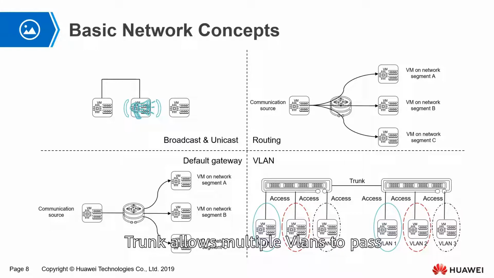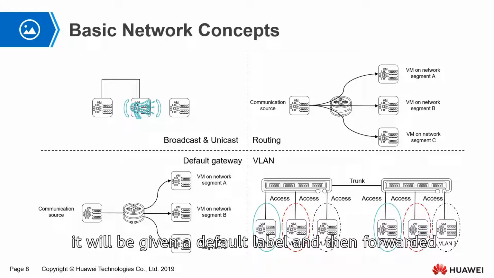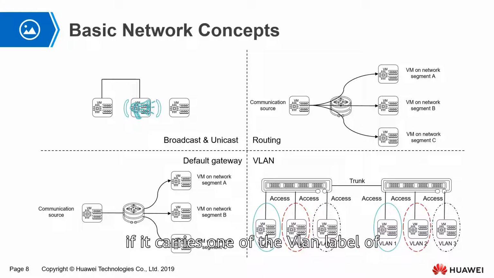Trunk allows multiple VLANs to pass. For example, it allows VLAN 3, 4, 5 to pass. If the packet is unlabeled, it will give it a default label and then forward it. If it carries one of the VLAN labels of 3, 4, 5, it will be forwarded without any modification. If the packet coming in does not have the label of 3, 4, or 5, it will directly discard the packet.